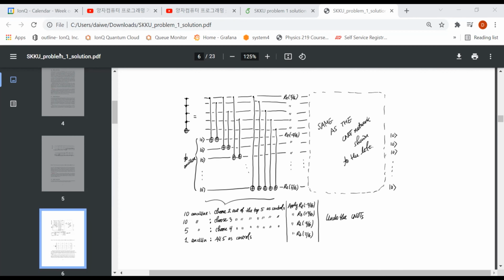Yeah, so now we can go ahead and expand the phase.